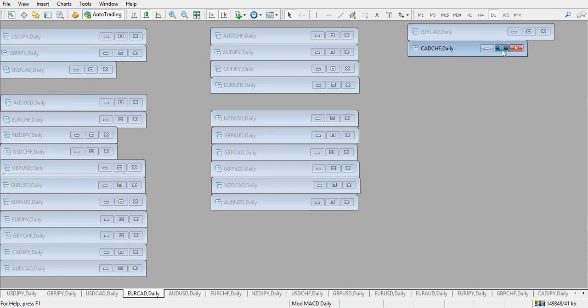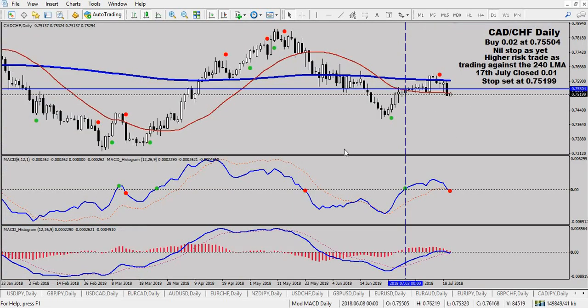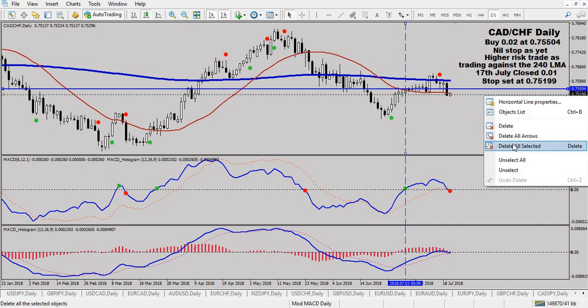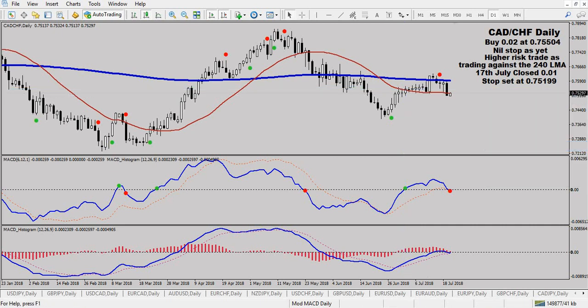And the only other one was CAD Swiss, and I was in a buy here, already closed out half. My stop had been jammed right up, and yesterday price touched my stop and took me out of that trade. Probably overall small profit or overall break even. So CAD Swiss, no longer in that trade. I think that's about it, guys.